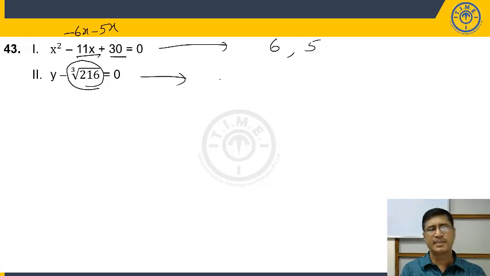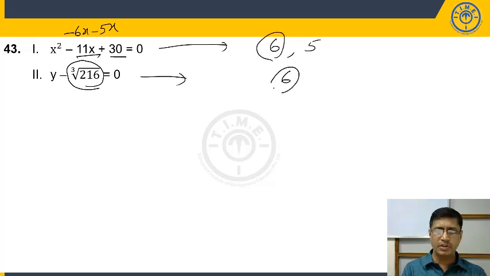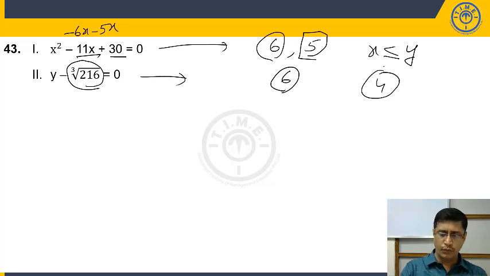Now the cube root of 216. 216 is 6 cube. So what is the value here? It is 6. So what is the comparison? The values of x and y can both be equal, and the value of x can be less than that of y. So what is the condition here? X less than or equal to y. So the right choice is option number 4. The fourth choice is the answer for this question.